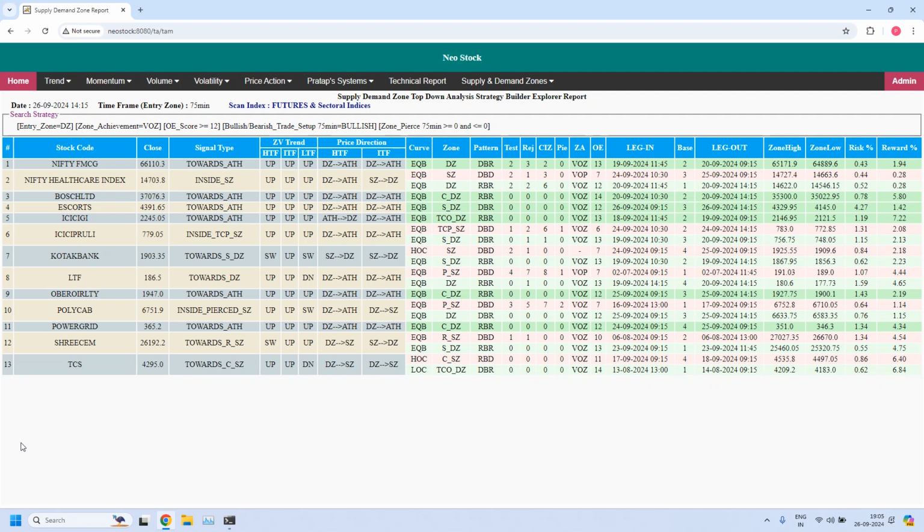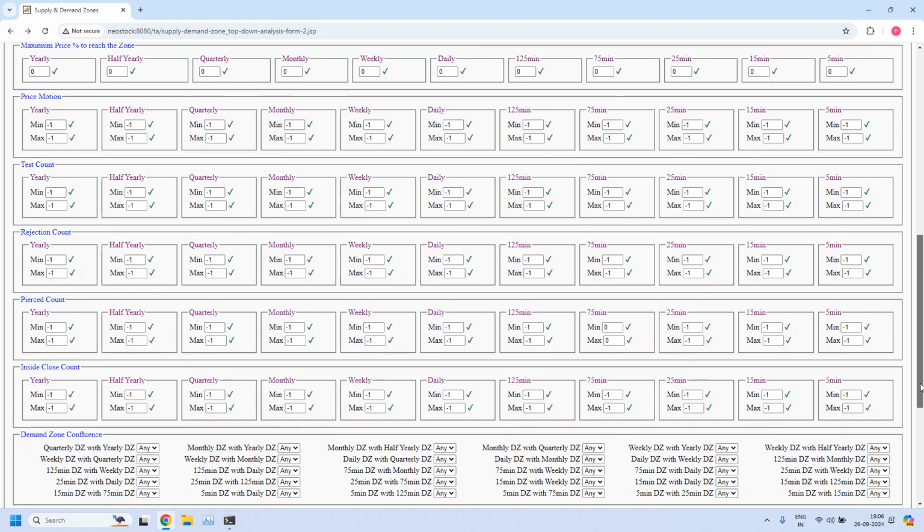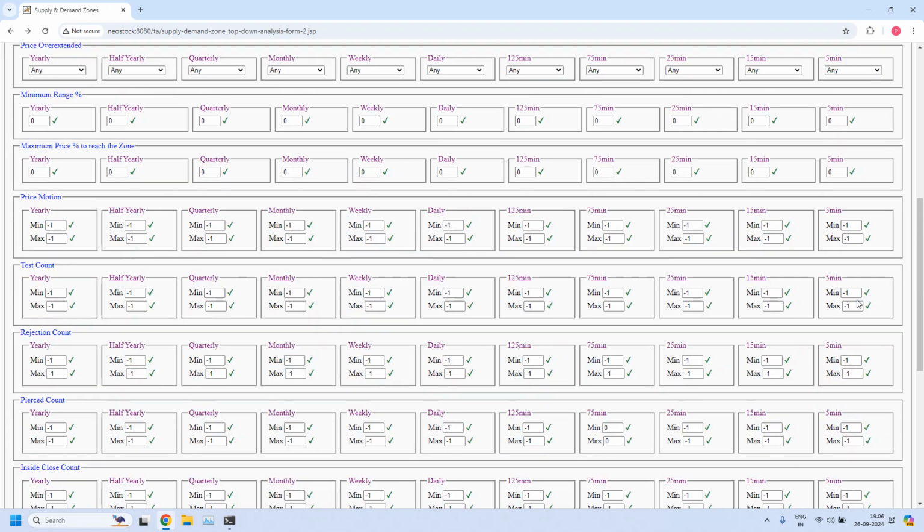Now let us verify out of these 13, how many are having ITF confluence to improve the probability of success. We are looking for ITF confluence. All these are already supporting bullish trade setup. If those demand zones are part of an ITF zone, it's even more high probability to get success. Okay, I'm going back, and in the demand zone confluence, I want to enable the filter 75 minutes demand zone with daily demand zone, because daily is ITF, 75 is LTF. So I have enabled this filter.